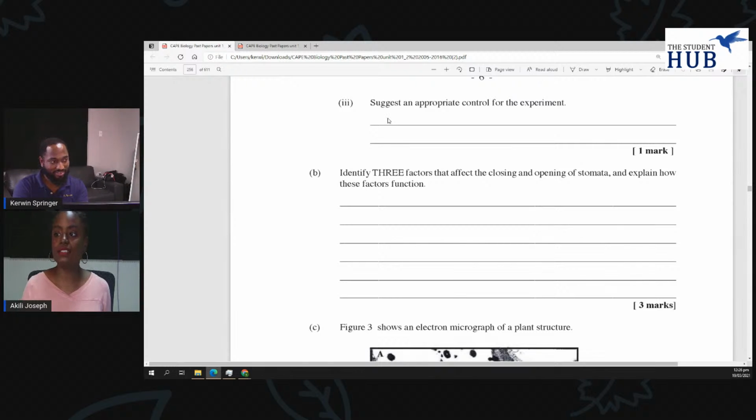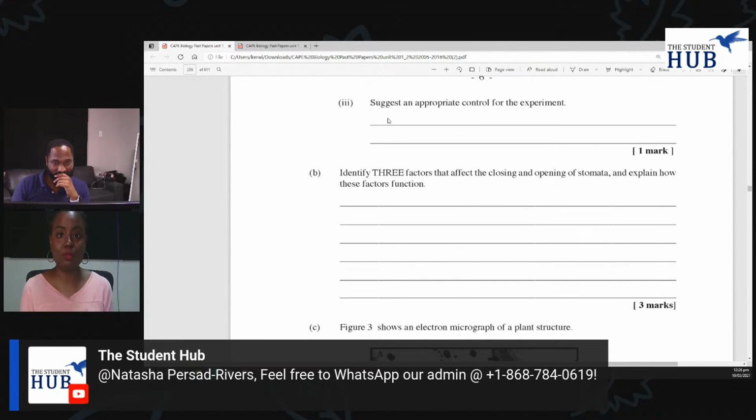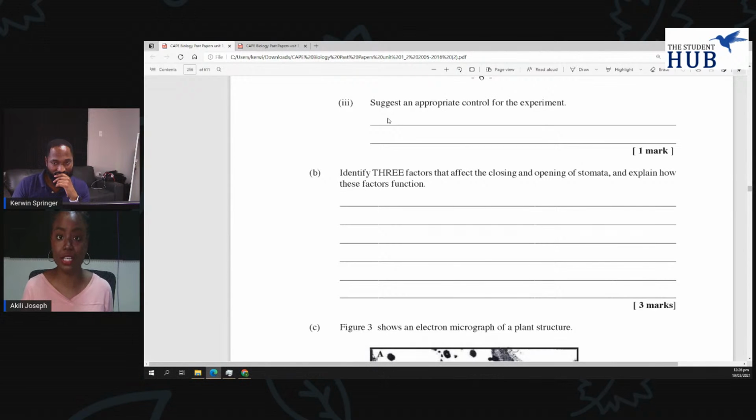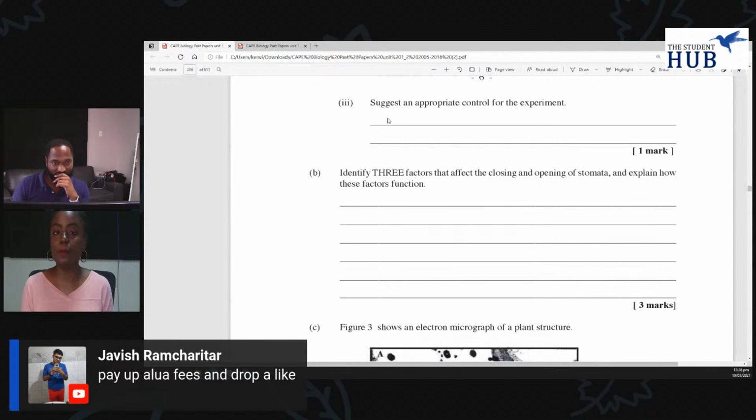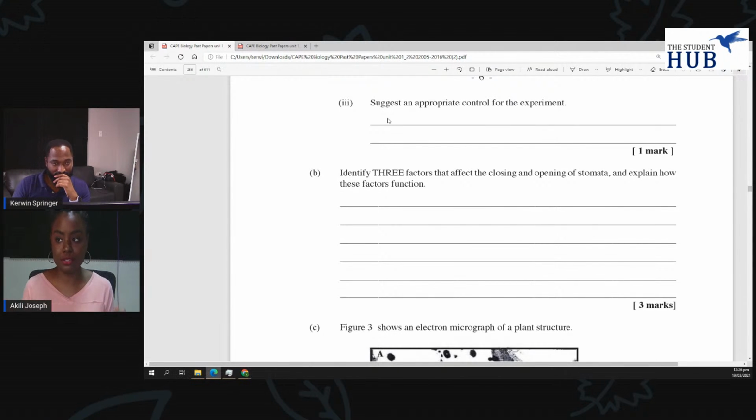So then they ask us for part 3, suggest an appropriate control for the experiment, right? So when you set up a control for the experiment, it's something that you can compare to ensure that the results that you observe or the conclusions that you make are because of the manipulation of the variable that you're changing, right? So remember, we have 2 setups, what's the plural of setup?